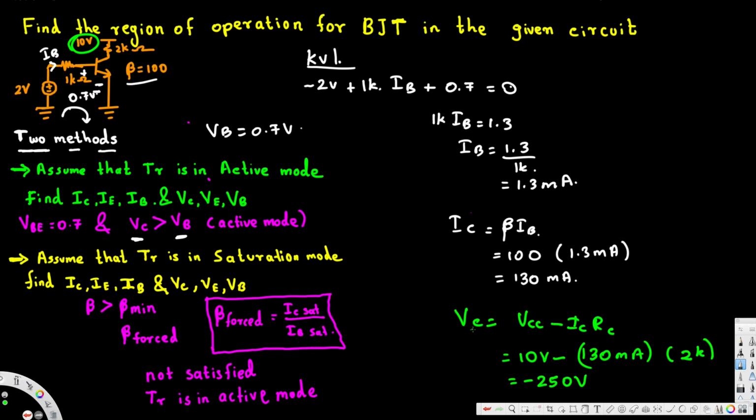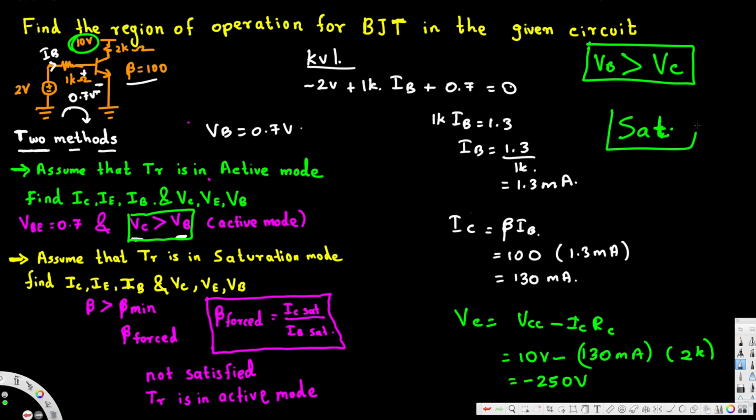So we have VC as negative 250 volts and VB as 0.7 volts. Since VC is negative, it is less than VB, so VB is greater than VC. What we needed was VC greater than VB in order to be in active mode. Since VB is greater than VC, this is in saturation mode. That's all we want to know. Here we are trying to find the region of operation for the BJT. They are asking for the mode of operation, and that is saturation mode. That's all we wanted to find out.